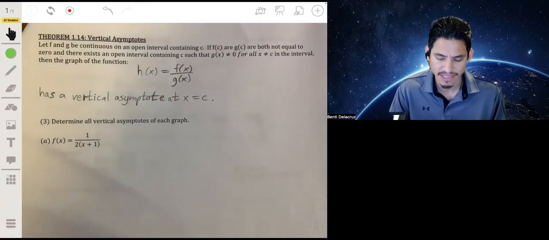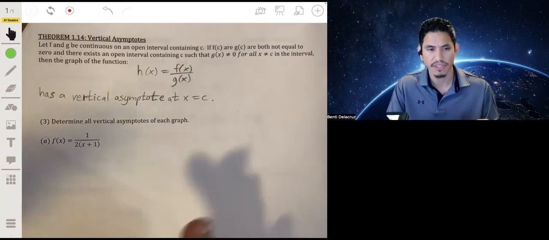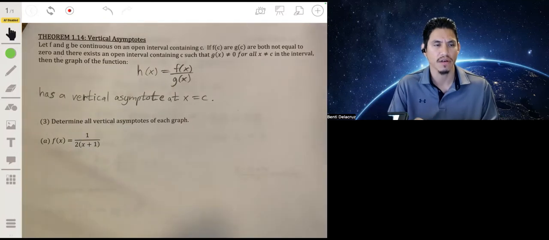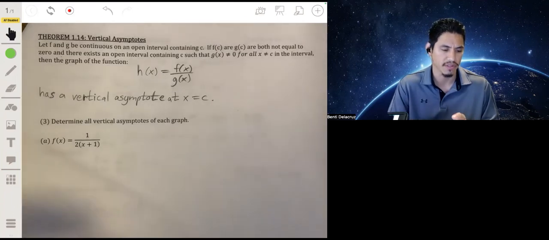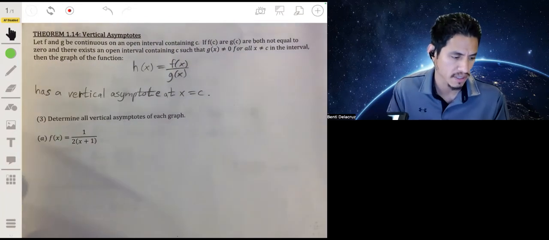Now, what does that mean? It's actually not that hard. It's just saying that the graph is going to get very, very large, very, very small from one side to another, because the denominator value is going to get very, very close to 0. Anyway, let's do some practice problems. This always makes it easier to understand.